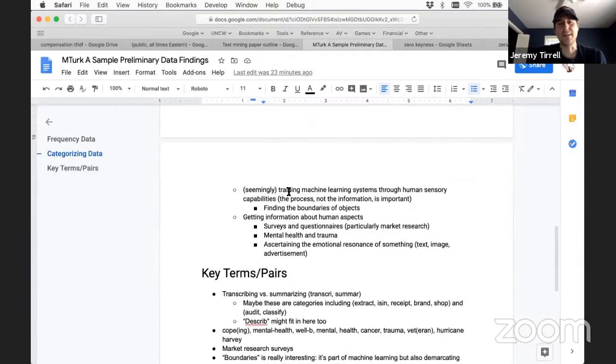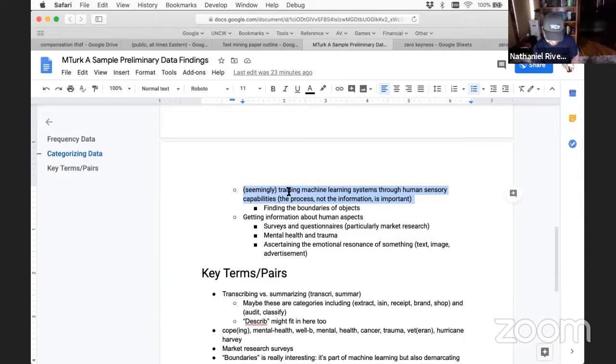Then there's seemingly a different class: training machine learning algorithms through human sensory capabilities. What they want is to train the process. We don't really care where the cat is in these pictures. We just want to make it so that this machine knows what cats are. Or a more grounded example is the structures: in this picture, put a circle around everything that's a house and then say how damaged that house is.